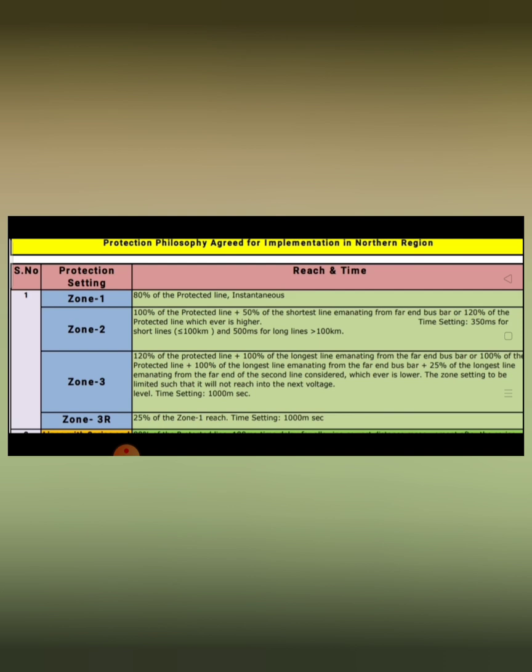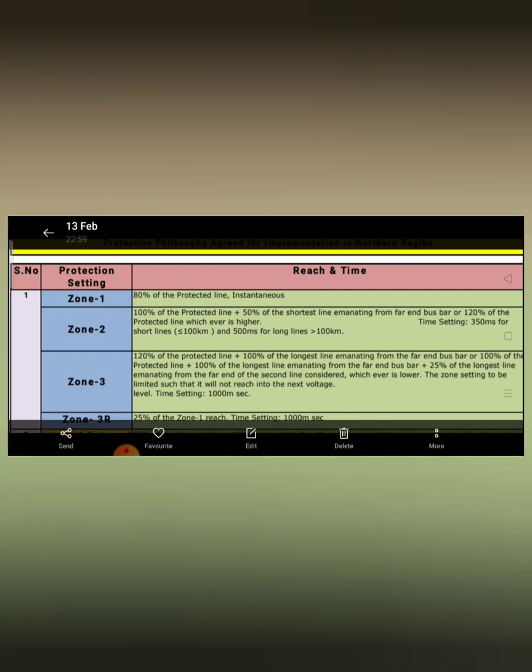Now coming to zone 2, in zone 2 we have two options. Option 1, 100% of the protected line plus 50% of the shortest line emanating from the far end bus bar, or option 2, 120% of the protected line. Important point to mention is whichever is higher, very important, whichever is higher. And for short transmission line the setting is 350 millisecond and for long transmission line the setting is 500 millisecond.